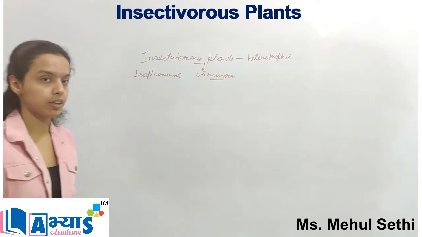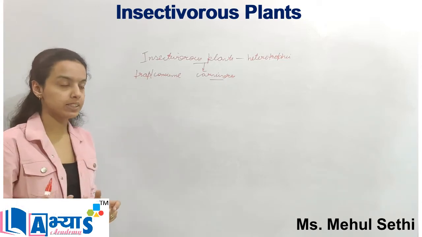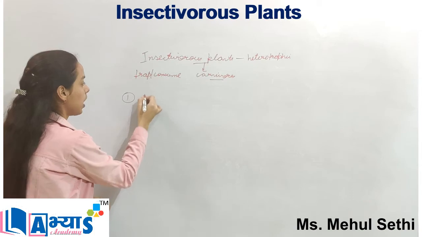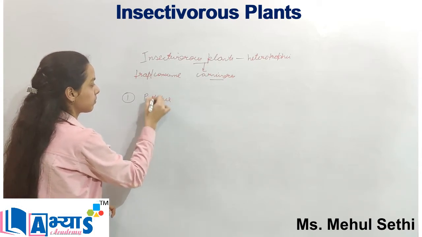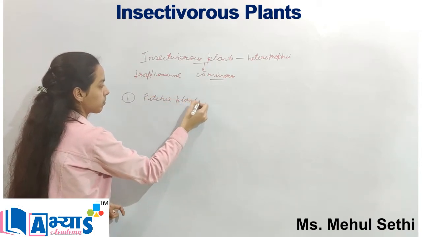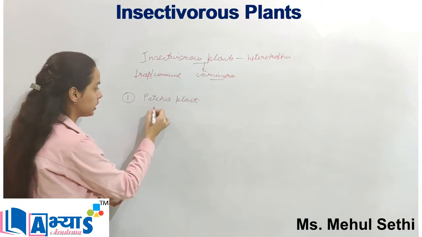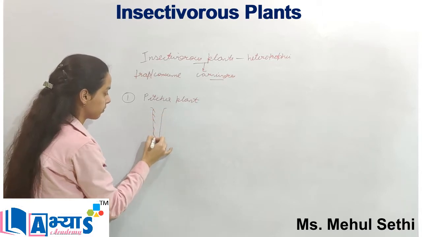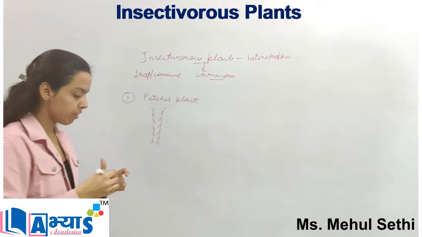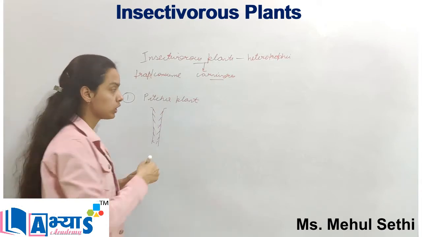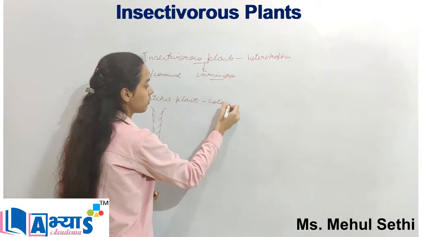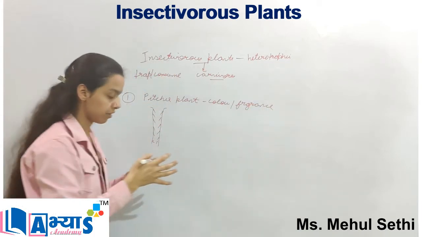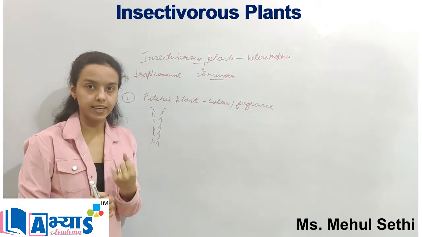Now let us take an example of insectivorous plants. The first important example is a pitcher plant. Basically, a pitcher plant has a tube-like structure in which it has hairs. Because of its color and fragrance, it can attract the insect towards it.